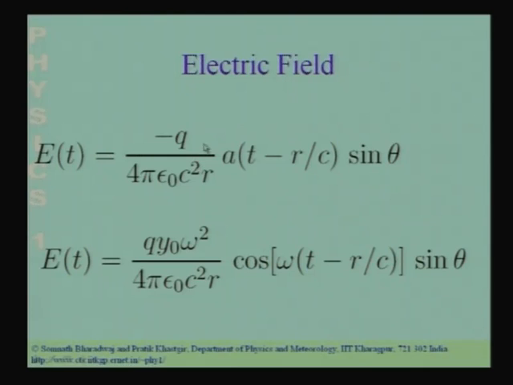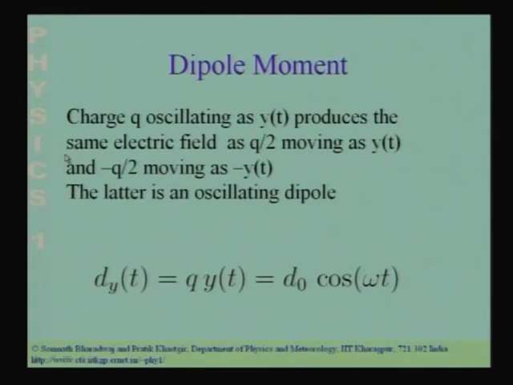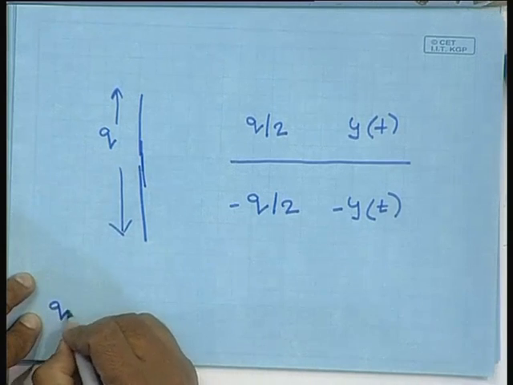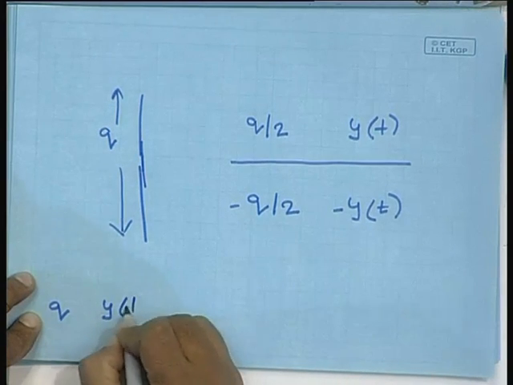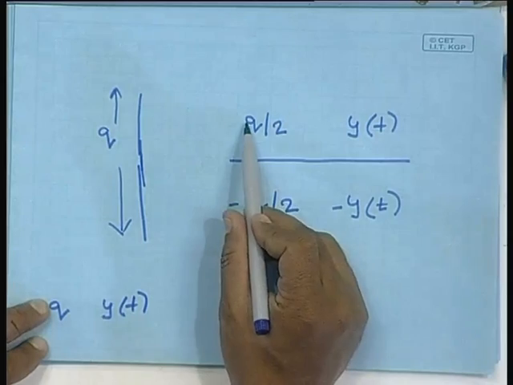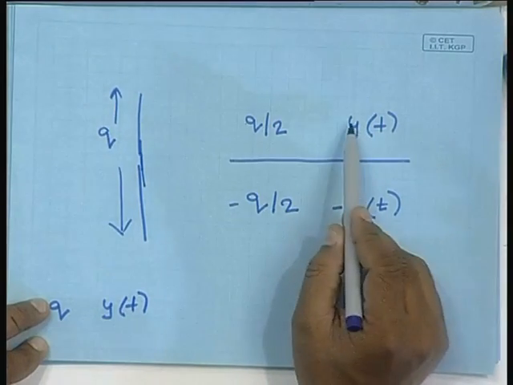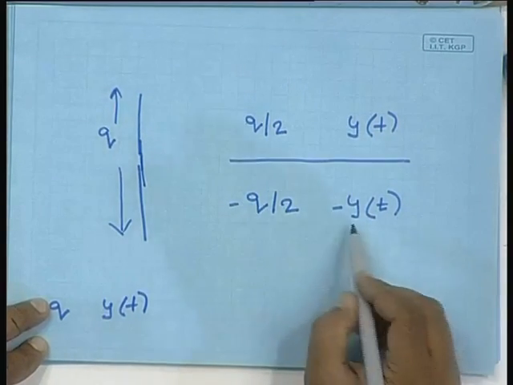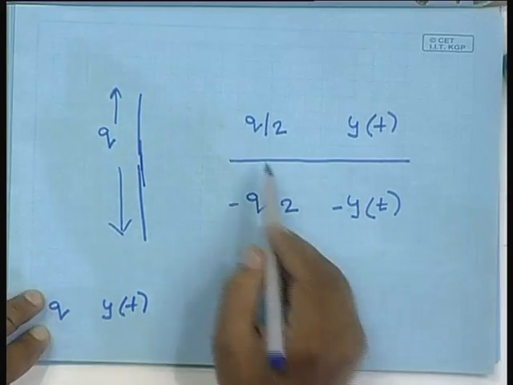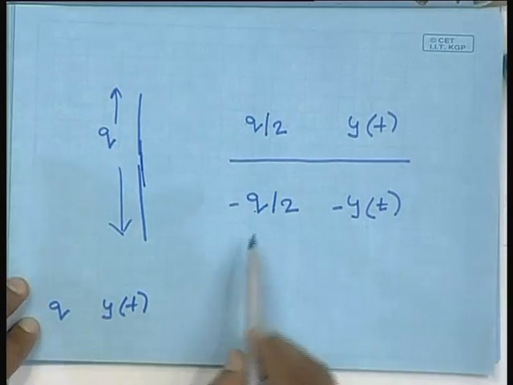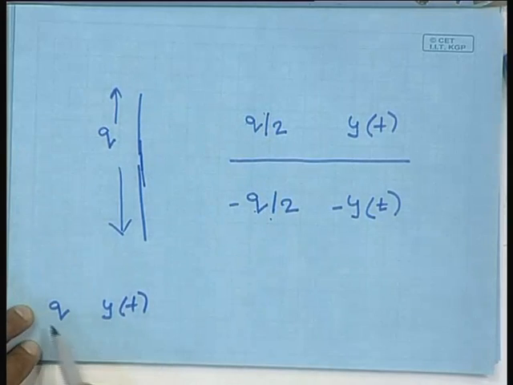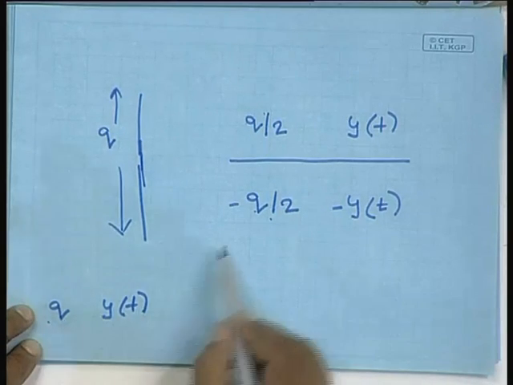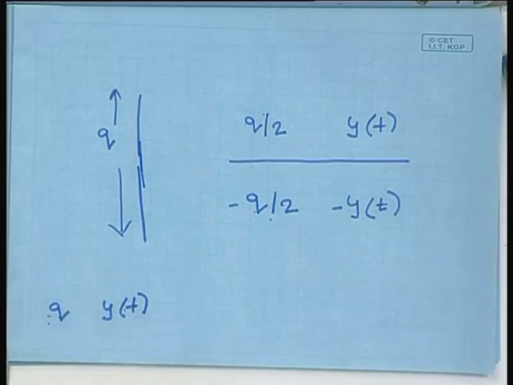So, if I change the sign of the charge and the sign of the acceleration both, the electric field is not changed. So, we are essentially using this property. I am replacing one single charge q moving up and down with y of t by two charges, one q by 2 moving with y(t), another minus q by 2 moving exactly opposite, minus y(t). Both of them produce exactly the same electric field, and the sum of these two electric fields is exactly the same as the radiation pattern of the electric field produced by the single charge.